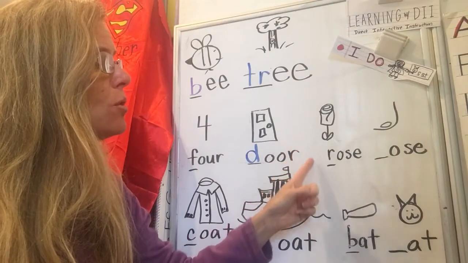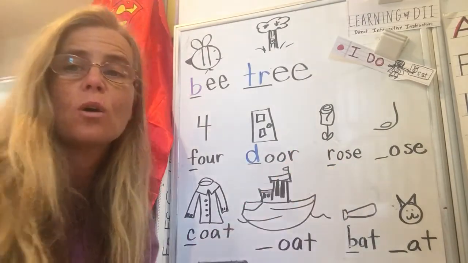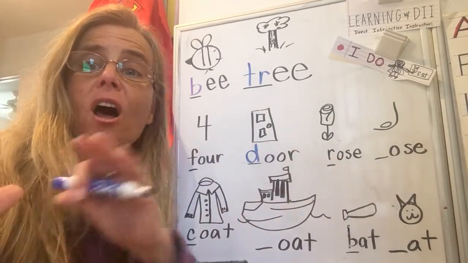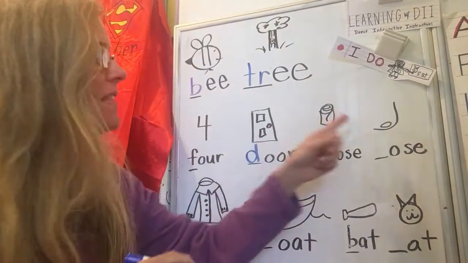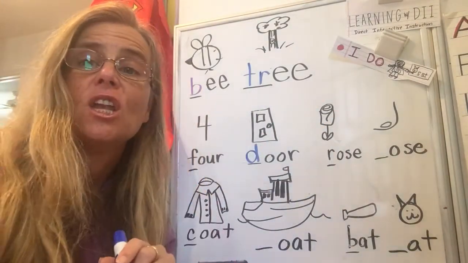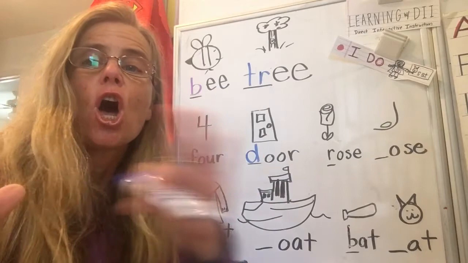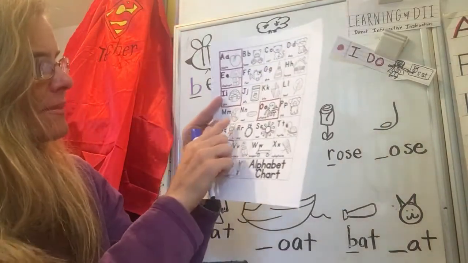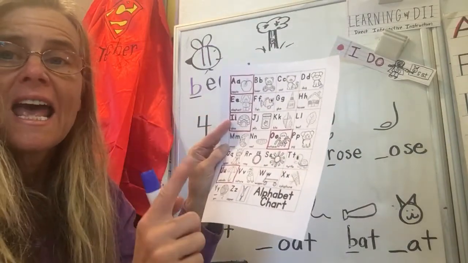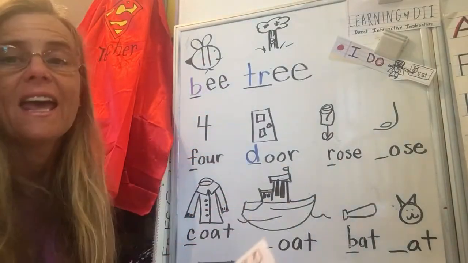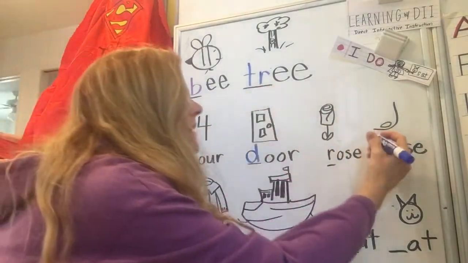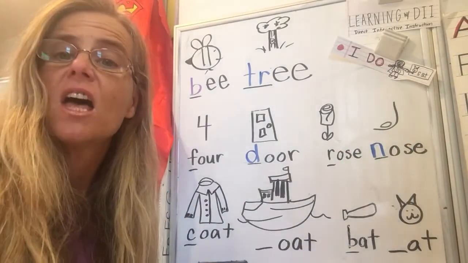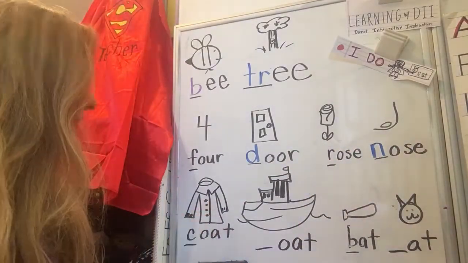This is a rose, O's, rose, O's, rose, and this is a what? Nose, O's, like a bird's nest, N. I changed the R to an N, and now I have a nose. Let's try the next one.